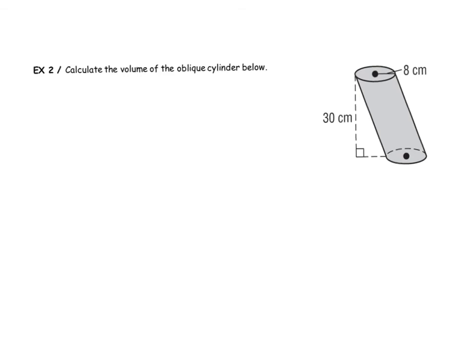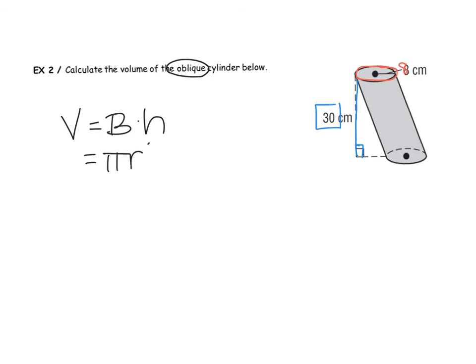In our second example, we have an oblique cylinder, but remember, oblique just means we need to be careful about the height, that the height is not an edge. So I still have a height perpendicular to the bases. My height is 30, and it looks like the radius of my base is 8. So I'm ready to fill in my formula. I can do volume equals big B, base area times height, or I can write that as pi r squared times height. Those are exactly the same.